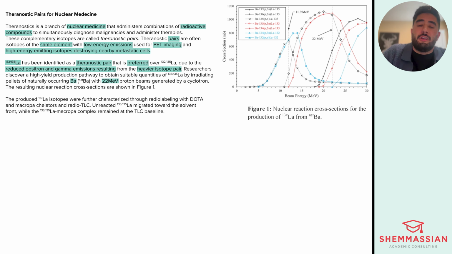And so if we were to reveal the highlights for this paragraph, we would highlight things like 13X lanthanum isotopes. We would highlight that it's characterized with different techniques like DOTA and radio TLC. We'd also see the main takeaway of this paragraph seems to be that unreacted lanthanum migrated towards the solvent front and the Macropa complex remained at the TLC baseline.